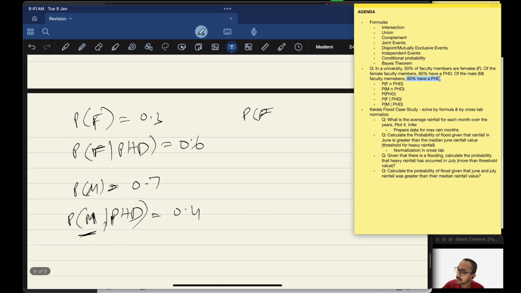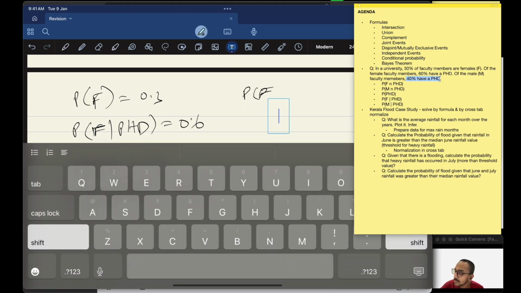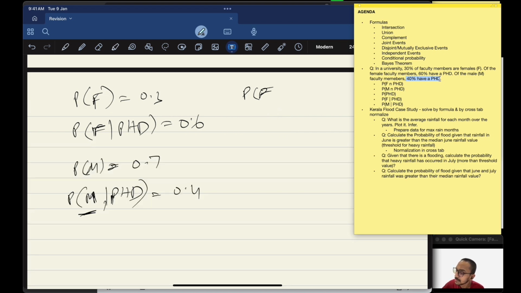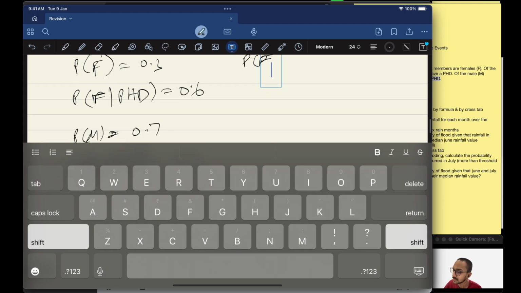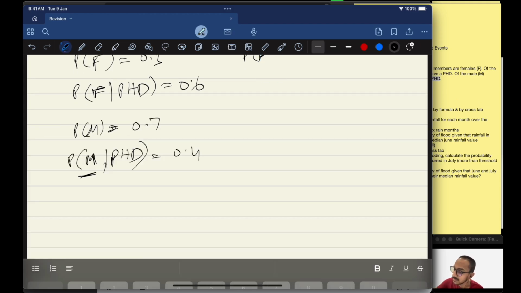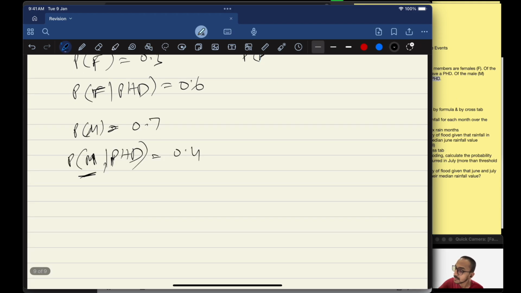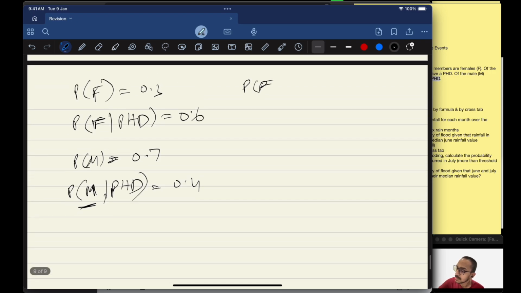Okay, so the question is asking P of F intersection PhD. So the question is P of F intersection PhD, right?